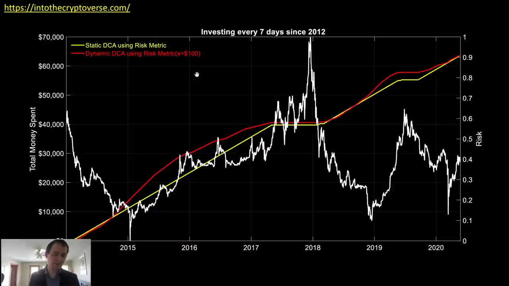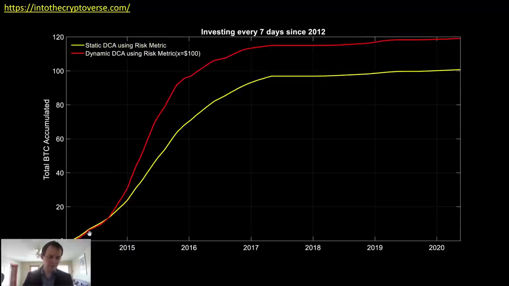So this year is 2012. You can see in the same manner, we're putting in the same amount of money over time because this goes to the same value. But you can see that when the risk goes down, with the dynamic DCA approach, we're putting in more money. Here you can see we've put in $30,000, whereas with static DCA at this point, we would have only put in, say, $22,000 or $23,000. Because of that, the amount of Bitcoin being accumulated goes up. So had you started in 2012, you'd be sitting at almost 120 Bitcoin versus 100 Bitcoin had you done it statically.